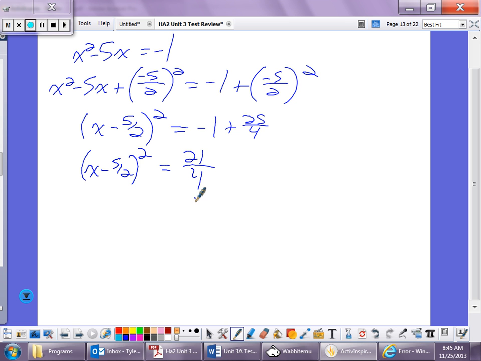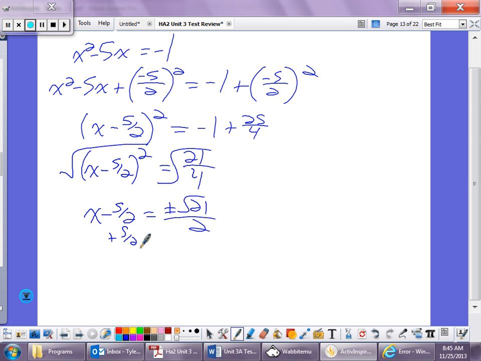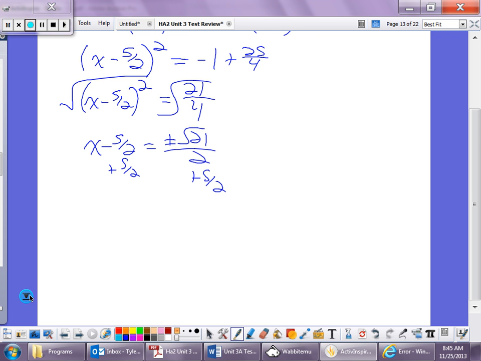And then from here, we're just solving. So you take the square root. x minus 5 halves equals plus or minus root 21. Square root of 4 is 2. And then you just add 5 halves. So your final answer would be x equals plus or minus root 21 over 2, plus 5 halves.